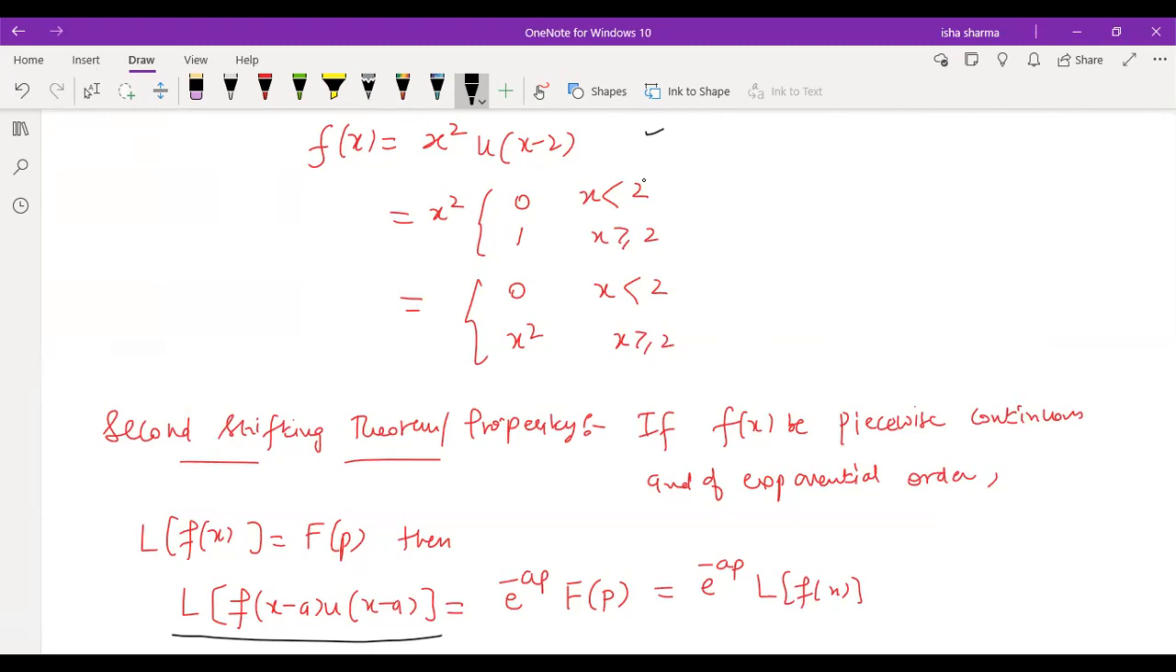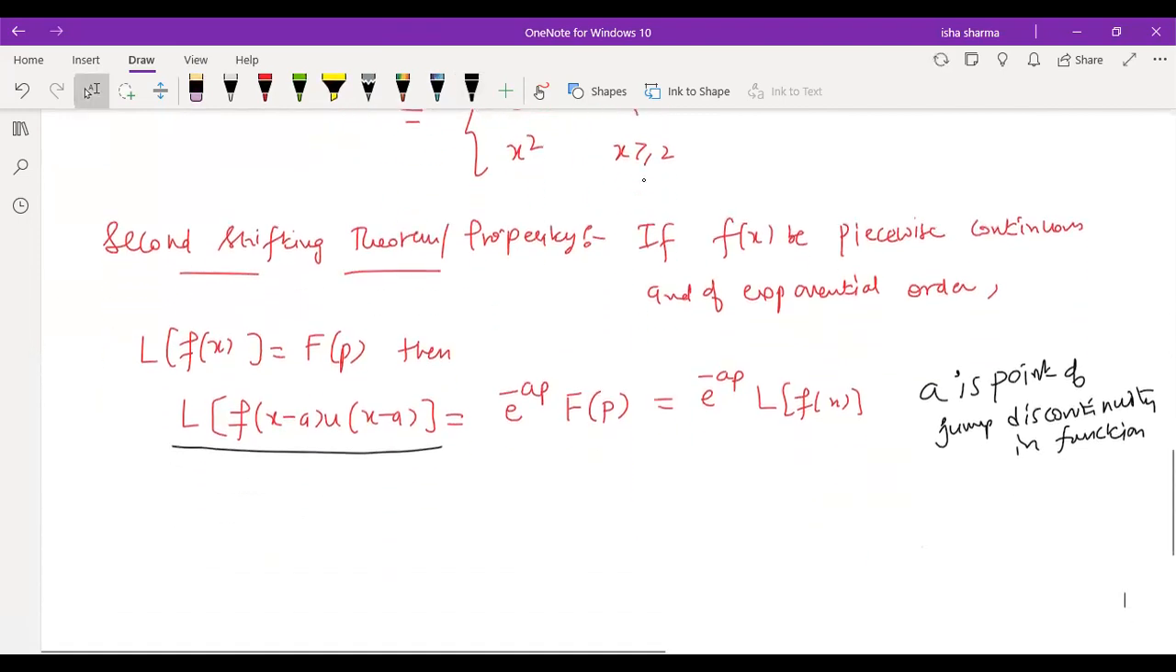So you just need to know the Laplace transform of the function, that is f(x), and multiply it with e raised to power minus ap, where p we know is the parameter, and a is the point of jump discontinuity in the unit step function, right? So you can well relate what these kinds of functions will be.